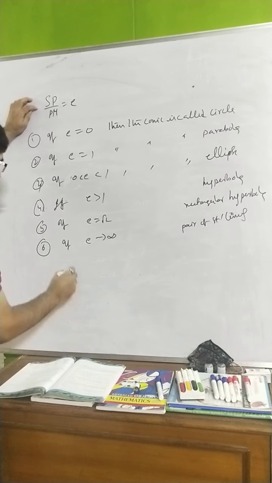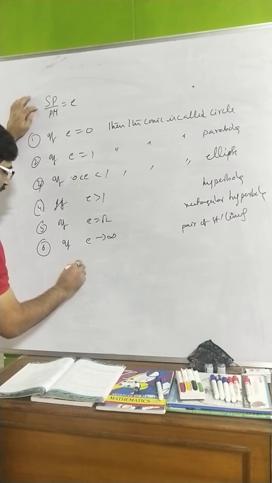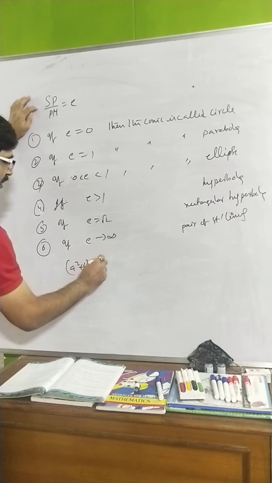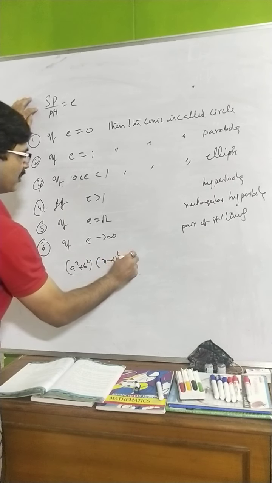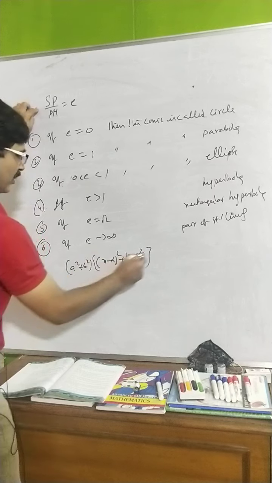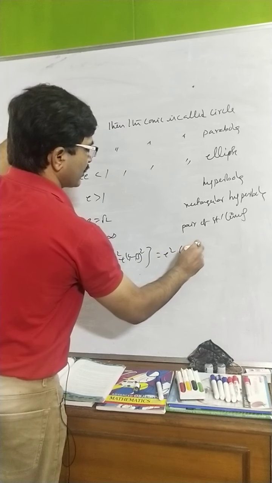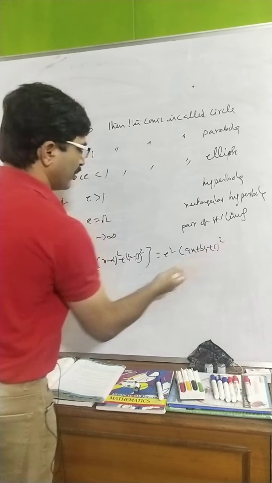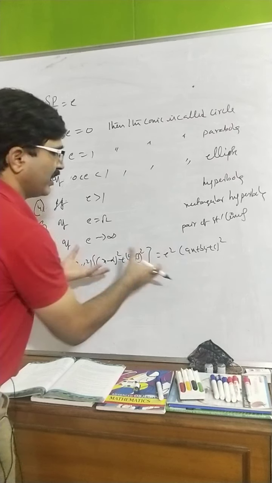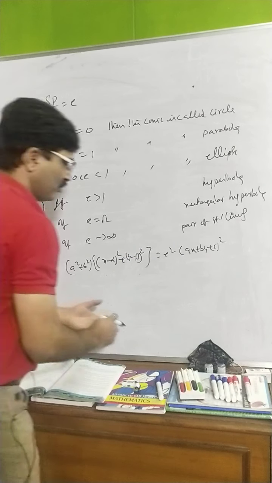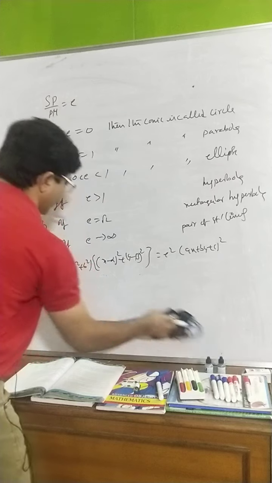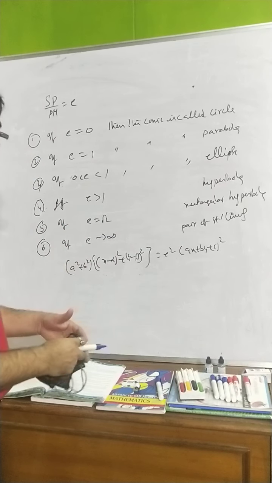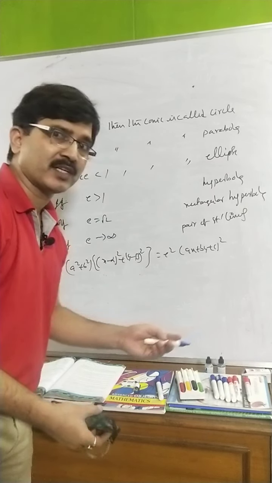Now as I said to you, just now we got it in this form: a square plus b square into (x minus alpha) whole square plus (y minus beta) whole square equals e square into (ax plus by plus c) whole square. This is also a second degree equation. Now what does the second degree equation represent? Can we say that all second degree equations are conics?